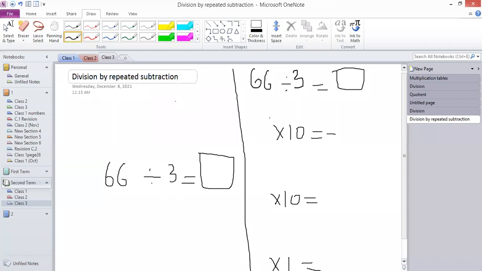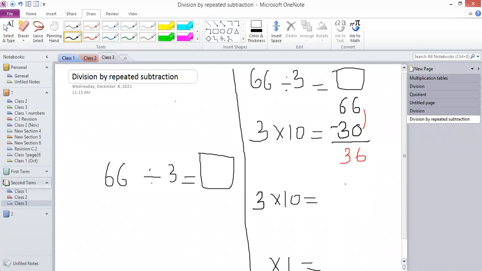So again, what you are going to do, you are going to multiply 3 by 10 first. 3 by 10 equals, yes guys, 30. So you will write 30, and you will subtract it from the total, which is 66. 66 minus 30. So 6 minus 0 is 6, and 6 minus 3 is 3. It is 36 now. Now again you will multiply 3 by 10.